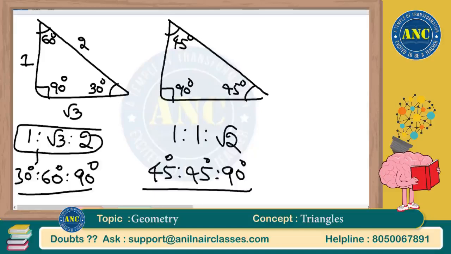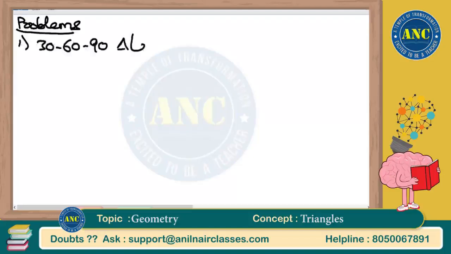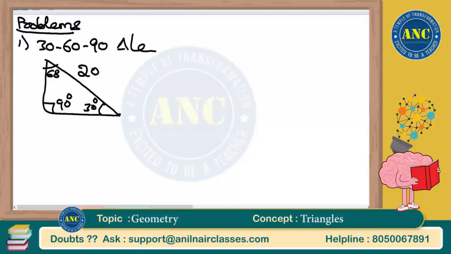Write down the problems, sir. You will use it extensively in the similarity of right angle triangle sums. Problems. In a 30-60-90 triangle, the side opposite to 90 is 20 units. Find the remaining two sides.